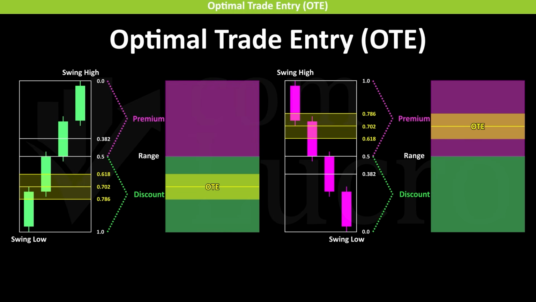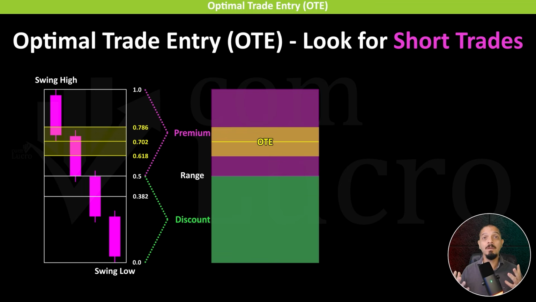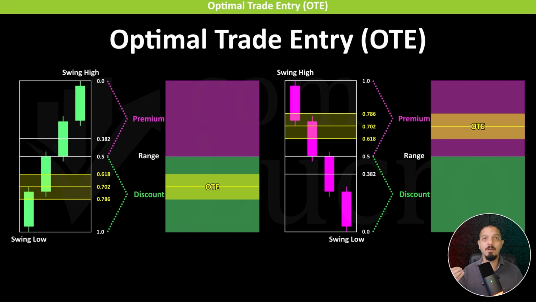What is OTE in the ICT method, and how does it help define higher probability trade entries? OTE stands for Optimal Trade Entry. It refers to a specific Fibonacci retracement zone that aligns with discount for long trade entries and with premium for short trade entries. The idea behind OTE is to refine entry timing by focusing on areas where price is considered optimally priced within a range. This specific Fibonacci retracement zone runs from the 0.618 level to the 0.786 level. The midpoint of this zone, which is the 0.702 level, is also highlighted.